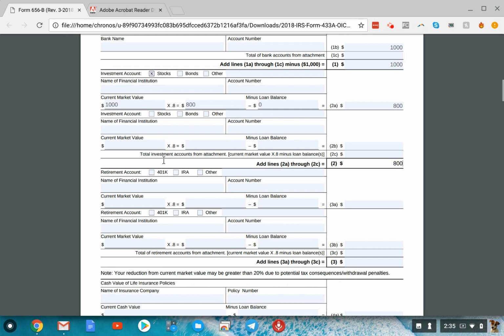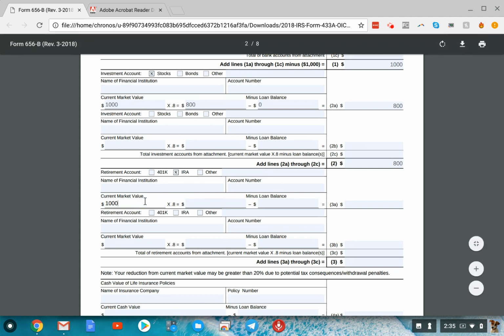This is retirement accounts, 401k, IRA. So the same exact analysis applies as if it's stocks. If it's worth 1,000, then it's really worth 800 to them, minus any loans, and you're at 800.